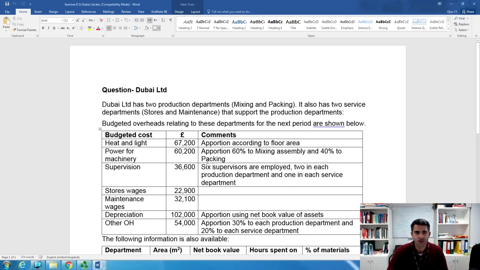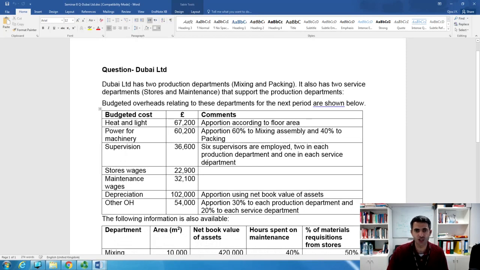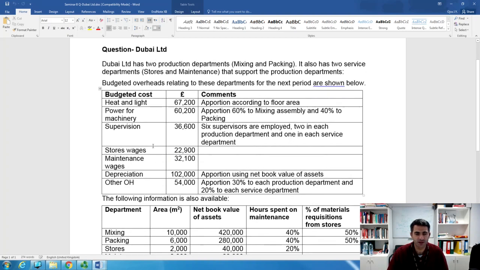Okay, great. So now for this question, as you see, we have two production departments including the mixing and packaging, and we have two service departments including the stores and maintenance that support the production departments. And if you look at the question, you will see that we have the overheads. These are the overheads, and each overhead does give you the cost and also the comments for each. That's fine, we'll come to it in a bit.